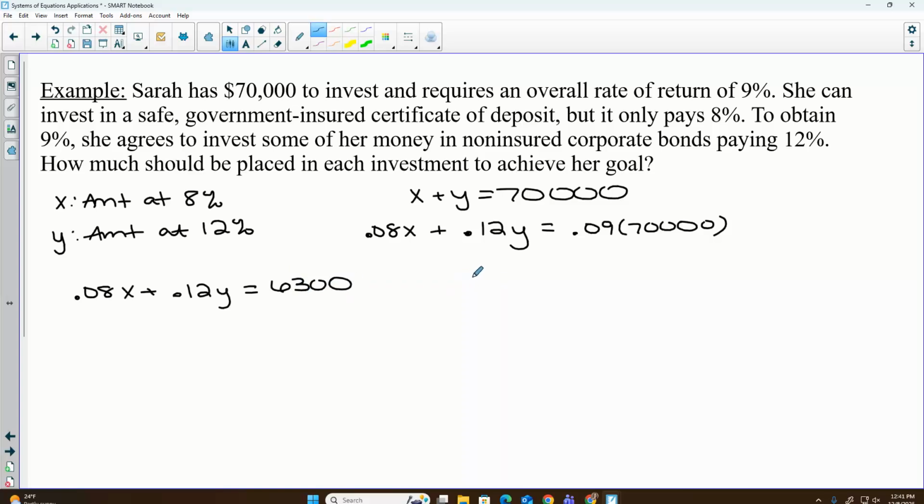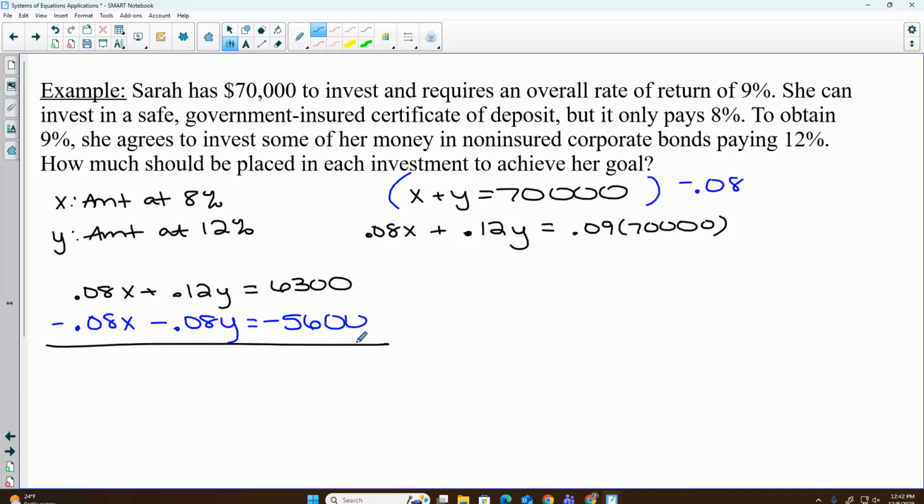If I wanted to cancel X, let's do elimination. What would we have to multiply this one by? So that would be 0.08x minus 0.08y is negative 5,600.